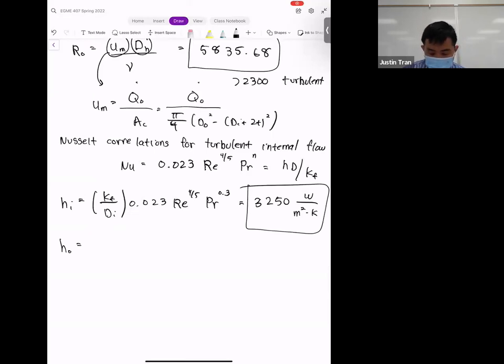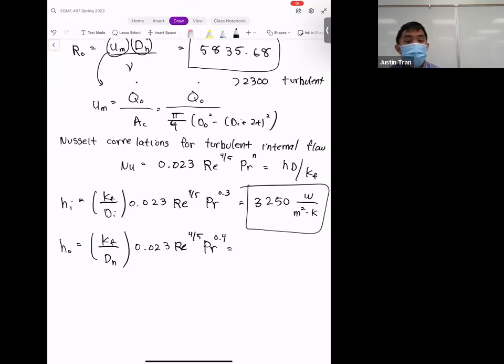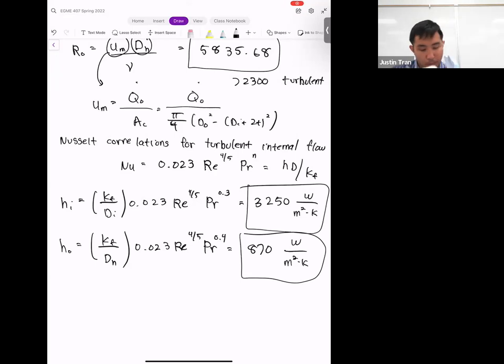Okay. Then we have h outer. For h outer, we have the thermal conductivity of the water, then we have the hydraulic diameter, D_h. Again, 0.023, Reynolds number to the 4/5. Since the outer fluid is being heated, we're going to use a Prandtl number to the 0.4 power. And so we plug in all the numbers for that, and we get 870 watts per meter squared Kelvin. Okay, so those are our two convection coefficients.